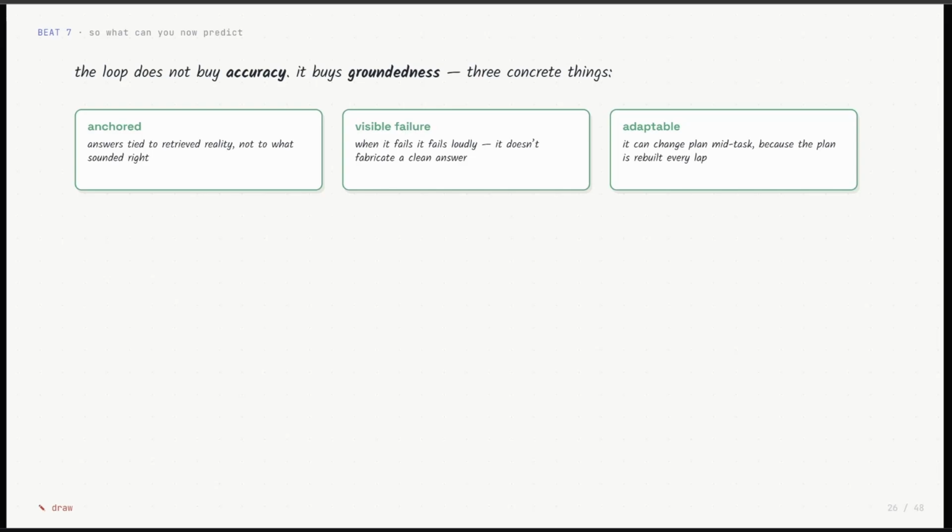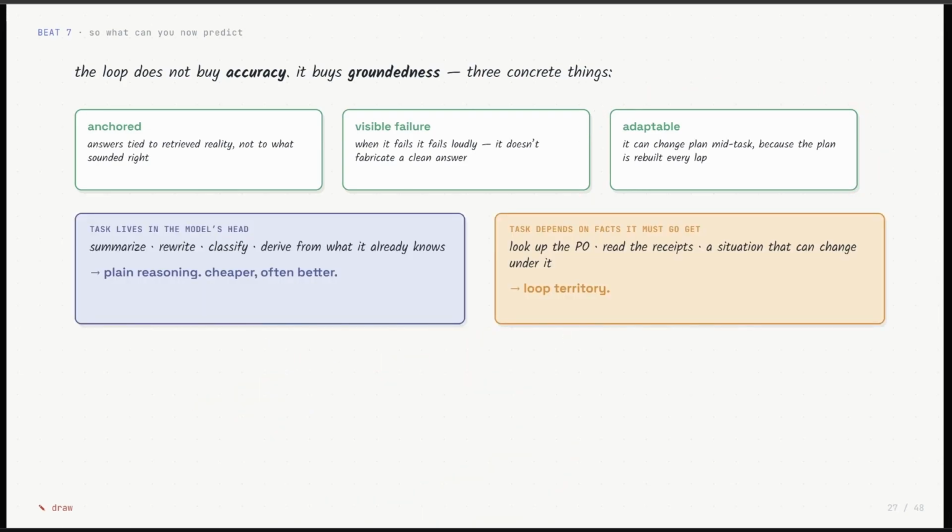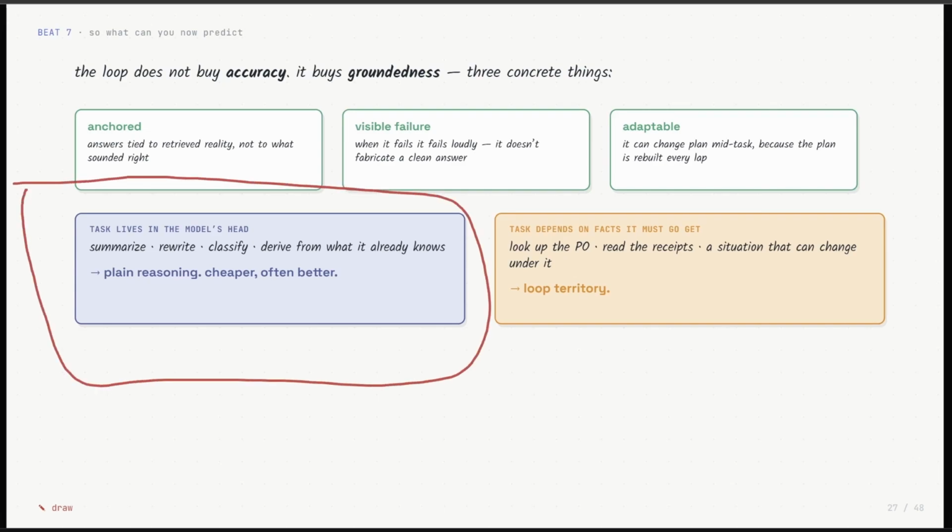Second is the fact that failures are visible. When there is an issue, your model will tell you that there is a problem, which is really nice. It will never hallucinate that it's all right or that it's confident about its answer. It will give you a real failure. And third, adaptability. That means it can change plan mid-task because, as we have seen already, you have a loop and another loop, and the plan of the second one could be different from the first. And this now gives you two cases. First, if the task is inside your model, basically summarize, write, classify, derive from what is already known.